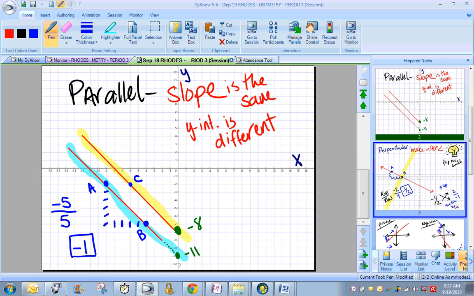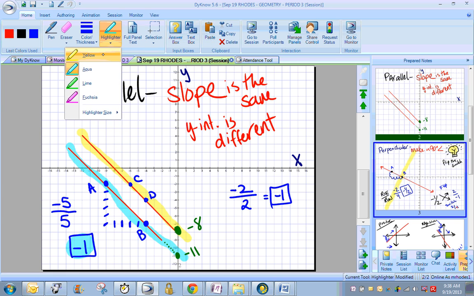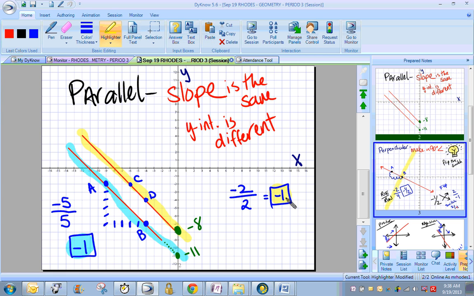Let's say using these points, C and D. How much does it go up or down? Okay, how much does it go down? Okay, so down 2 is a -2. And then over, how much does it go over? 2. So -2 over 2 equals what? -1. So this is the slope of the blue line, and this is the slope of the yellow line. What do we notice about them? They're the same. So if they're the same and they cross at different intercepts, those lines are parallel.